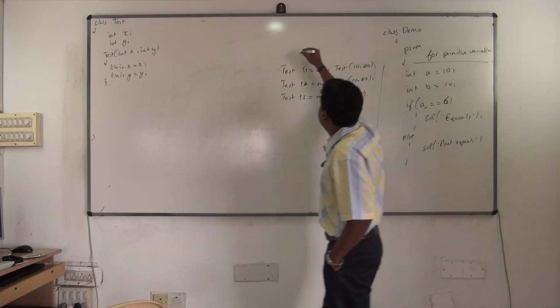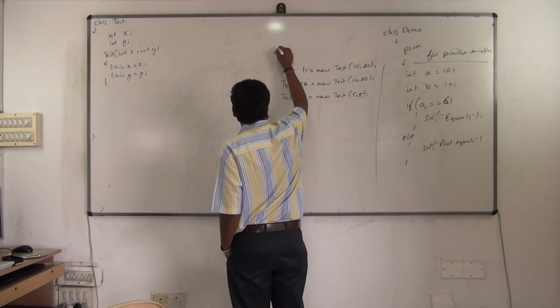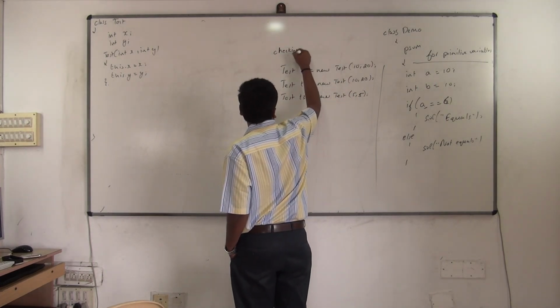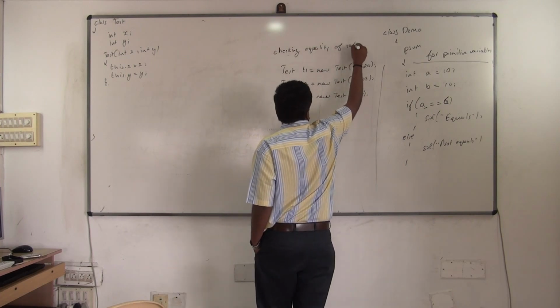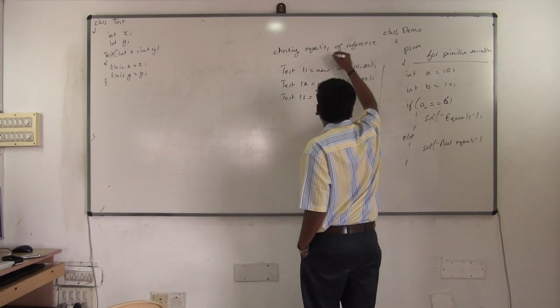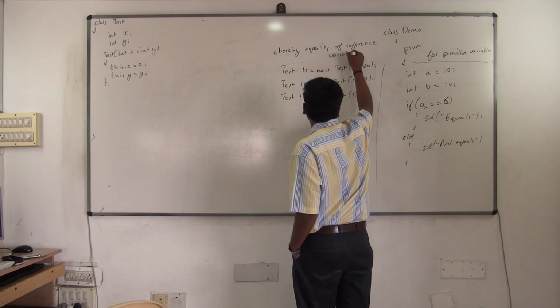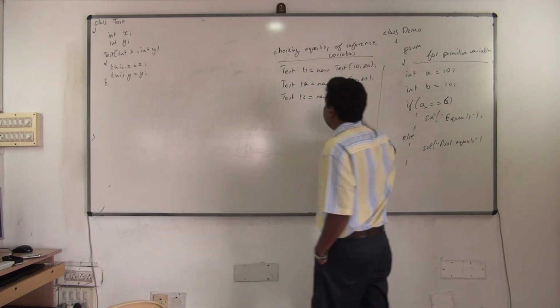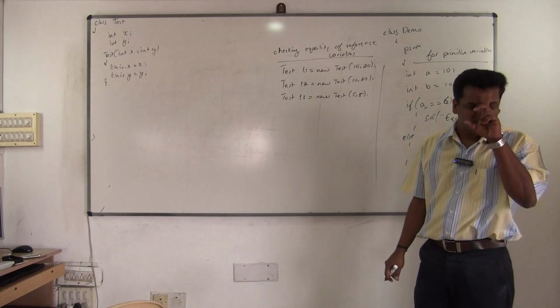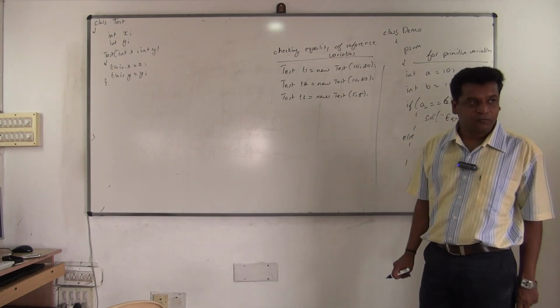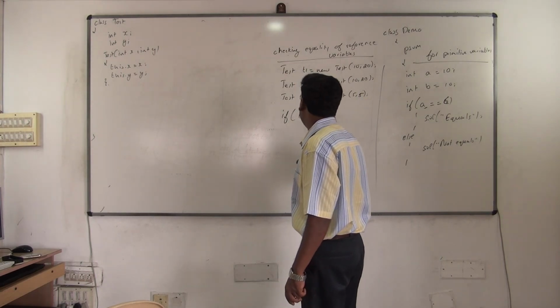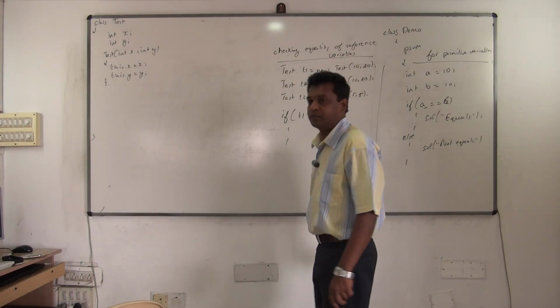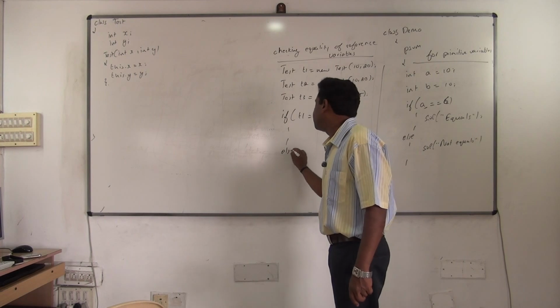Now we are talking about reference variables. Checking equality of reference variables. So if you want to check equality of reference variables, let's see what happens. I can use which one? If t1 is equal to t2, what will it be checking?